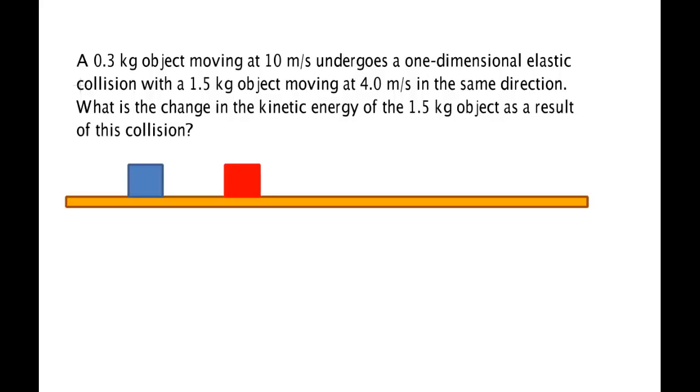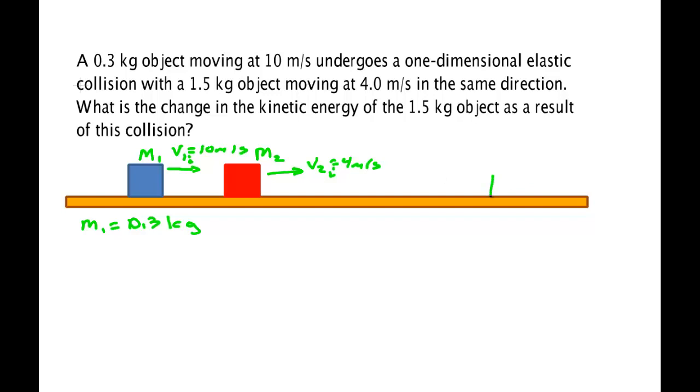In this video, we're going to work an elastic collision problem. A 3 kilogram object is moving at 10 meters per second. I call that V1, 10 meters per second, and this will be M1. So M1 is equal to 0.3 kilograms. And it strikes into mass 2, M2, and M2 is moving with the speed V2 initial of 4 meters per second.